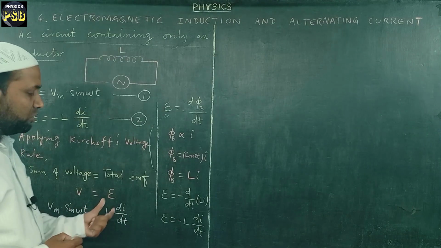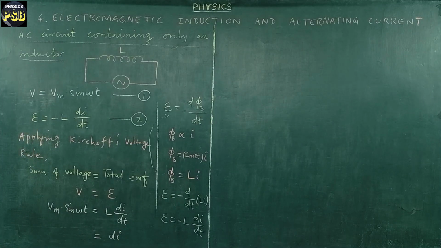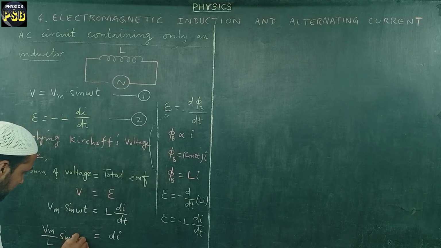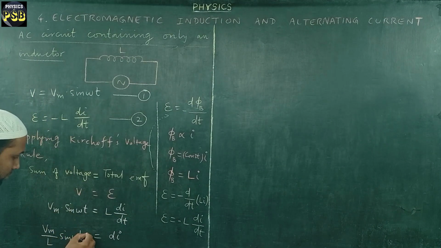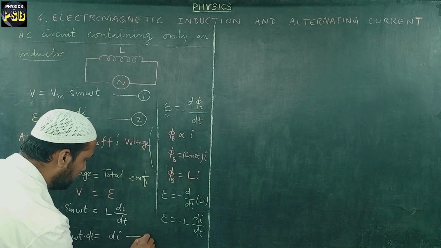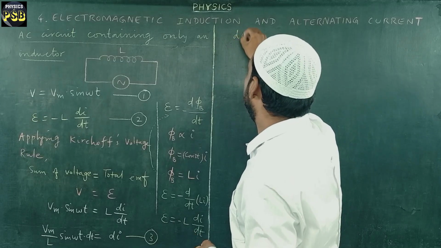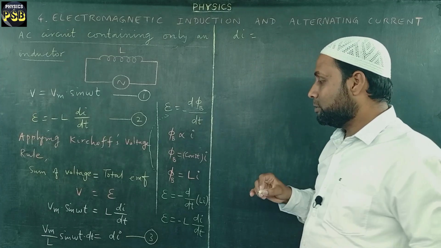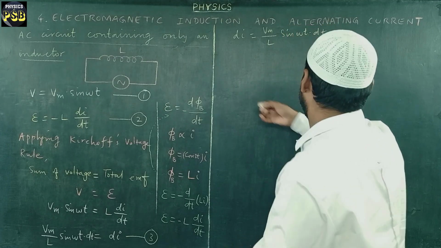Next, my aim is to find the value of I. So I keep di on one side, and the remaining terms are taken to the other side of this equation. L is multiplied, so when it is taken to the other side, it will divide. So I will get Vm divided by L sin omega t. Now dt is in the denominator; when it is taken to the other side, it goes to the numerator and multiplies with this part. I take this as equation number 3. It can be rearranged as di equals Vm upon L sin omega t dt.